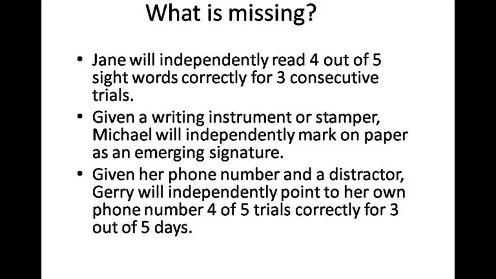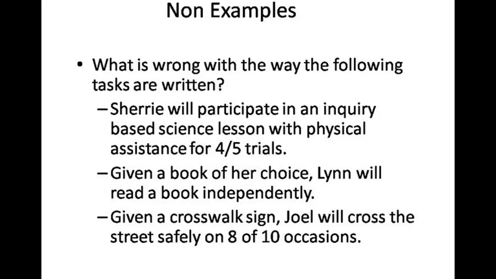In the third example, given her phone number and a distractor, Jerry will independently point to her own phone number 4 out of 5 trials correct for 3 out of 5 days. What's missing there? This is a little challenging for you. It just shows there's nothing missing. We have the condition, given her phone number and distractor. What Jerry's going to be doing is independently pointing to her own phone number. What's the criteria? 4 out of 5 trials, and she's got to do this 3 out of 5 days.